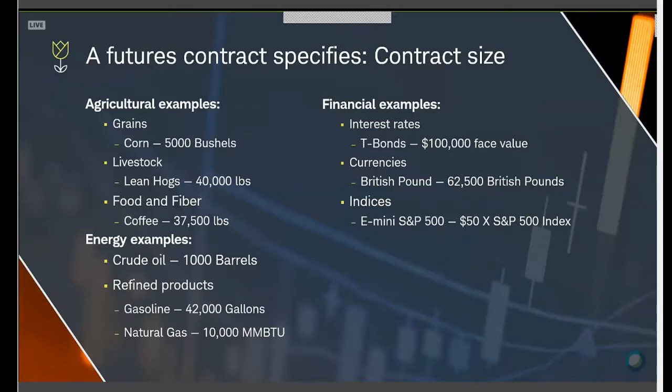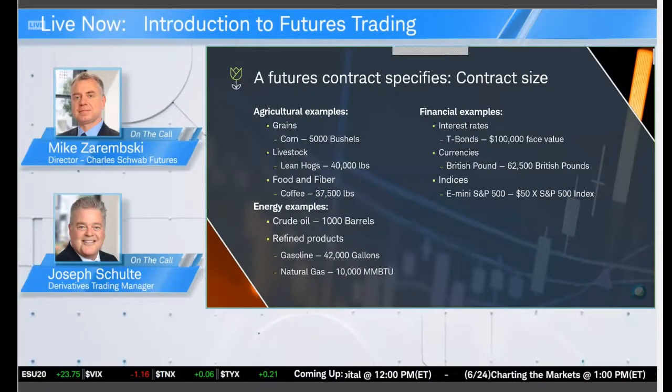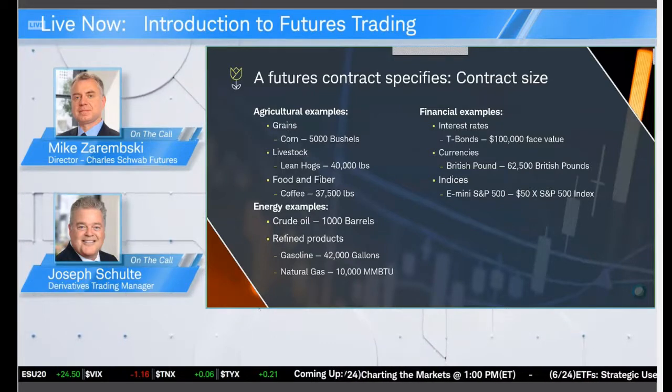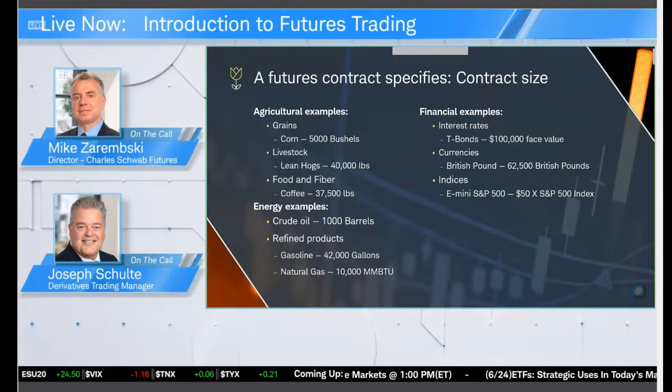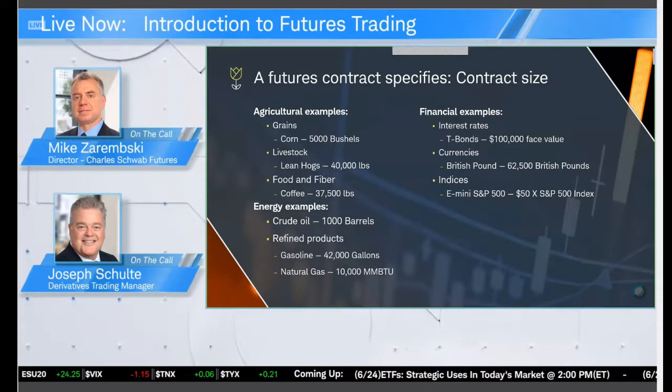So for instance, corn futures, the contract is 5,000 bushels. A contract like our lean hogs is 40,000 pounds. Coffee is 37,500 pounds. Crude oil is a 1,000-barrel contract. Contracts like gasoline is 42,000 gallons, and natural gas is kind of a unique one. It's 10,000 million BTUs. On the financial side, when you're trading the treasury bonds, you're trading $100,000 face value. A contract like the British pound is 62,500 pounds.